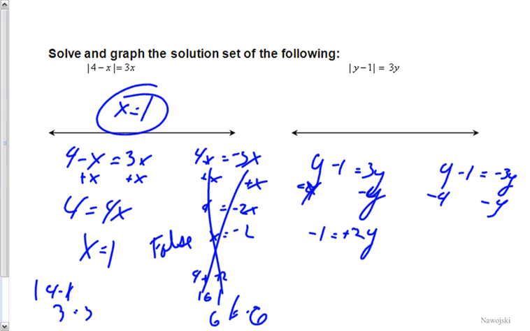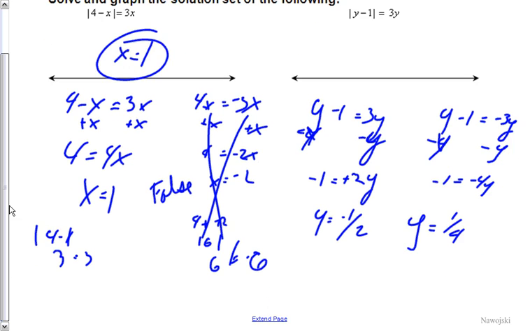And on the other one over here, we're going to subtract the y, and we get negative 1 equals negative 4y. So you get y to equal negative a half, and y to equal 1/4. So far, let's just do our check now. I'm going to make sure I solve this 1/4 and negative a half. So let's see what happens.